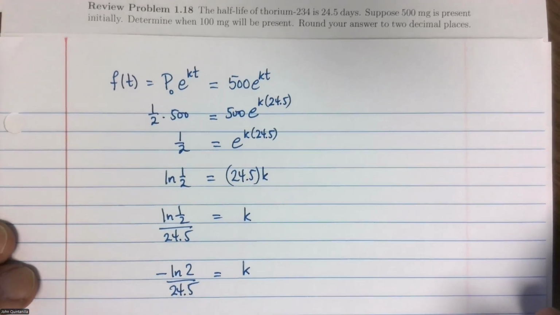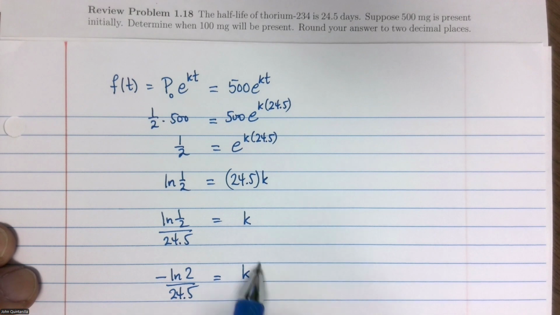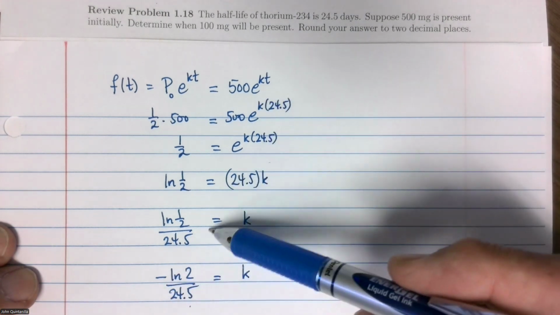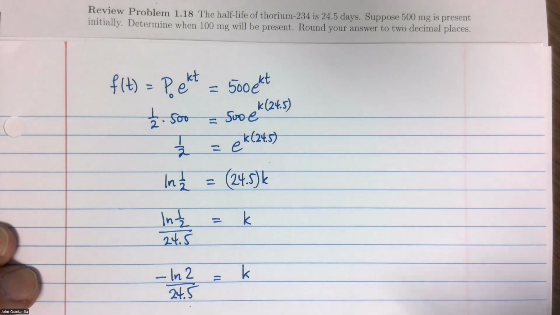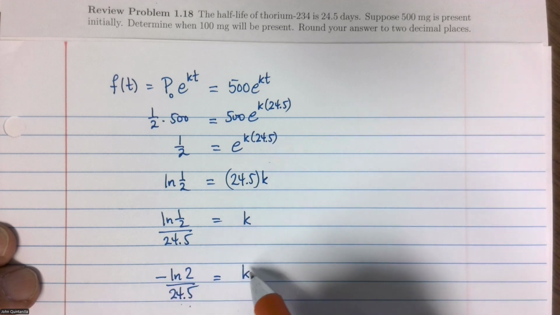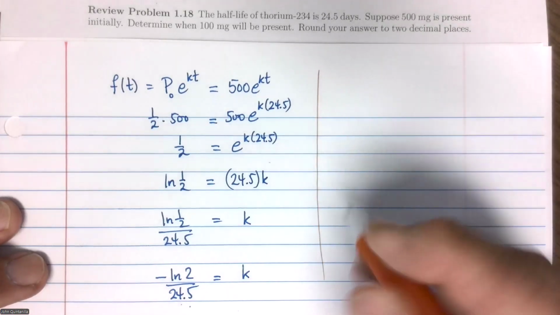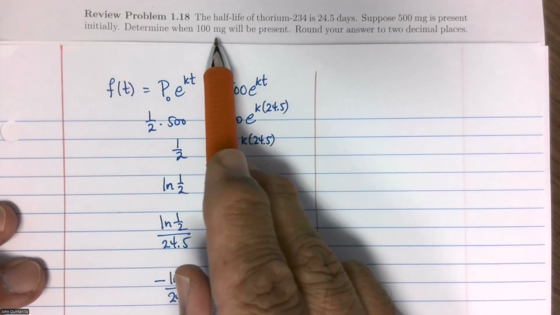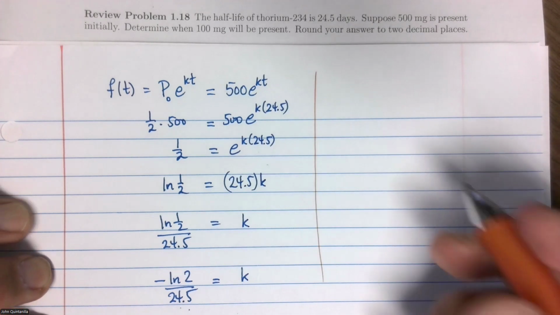So for exam purposes, if you wanted to write this down straight away without all of this extra work first, that k is equal to negative natural log of 2 over 24.5, that's absolutely fine with me. That is a formula we derived in class, and so you absolutely can use it when doing the exam. I did this extra work here just for the sake of review as to where this formula came from.